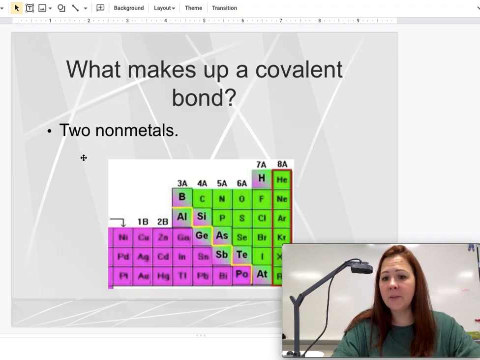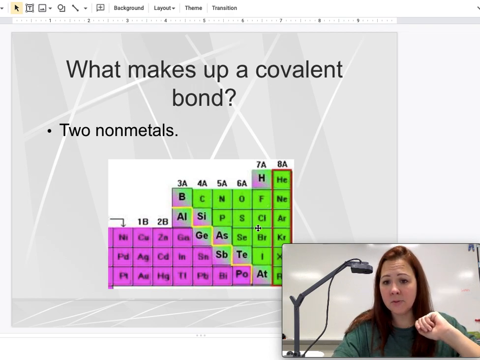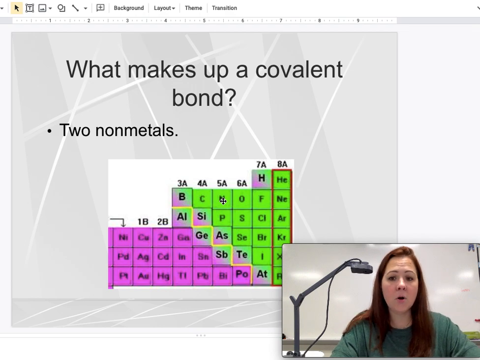Now with your covalent bonds, you have 2 nonmetals or more, but usually when we do our nomenclature, you're only going to see 2. 2 nonmetals coming together to make that compound. So maybe you have sulfur and oxygen, or fluorine and chlorine, or iodine and nitrogen, or hydrogen, remember hydrogen is a nonmetal, and chlorine, or I don't know, nitrogen and sulfur.